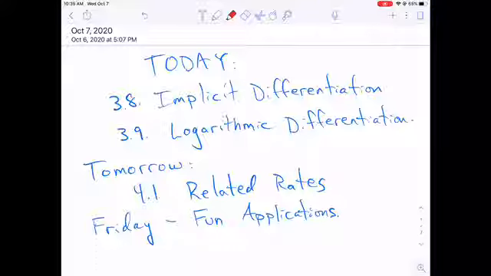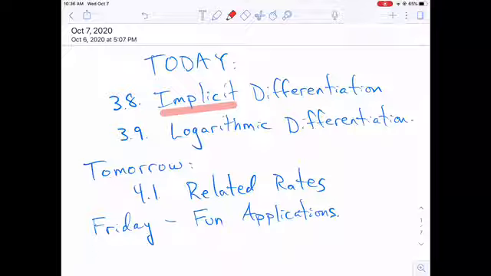Okay, so today we're going to continue with implicit differentiation. Last time we focused on the fact that y is treated the way u would be treated in using the chain rule, but otherwise implicit differentiation is just the chain rule.